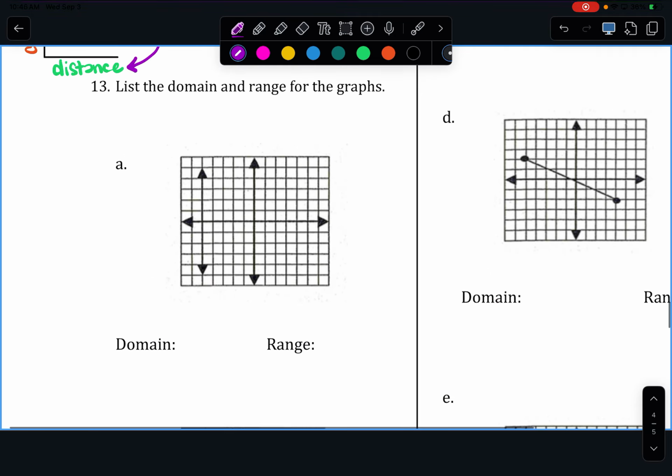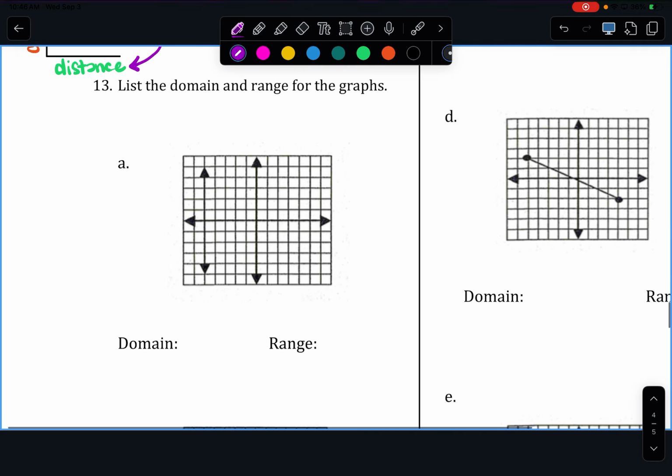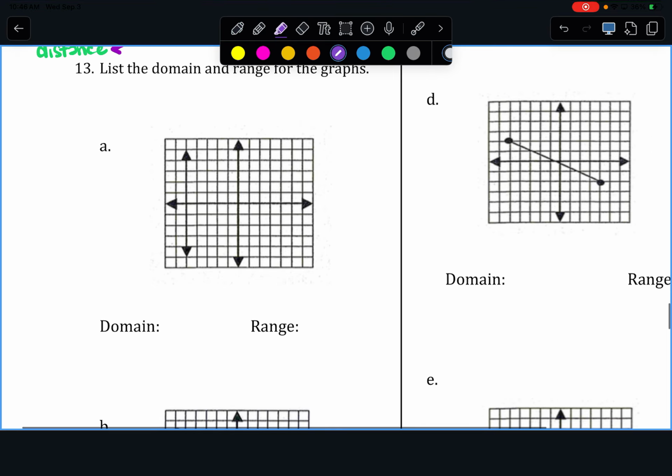All right, list the domain and range of all these graphs. Okay, this is literally what we've spent the last couple days talking about. We just took a quiz on this, right? And here we go, domain and range. So find your graph. So here's our graph over here. He's kind of sneakily over here. He's this vertical line. So you want to ask yourself, are there any walls?